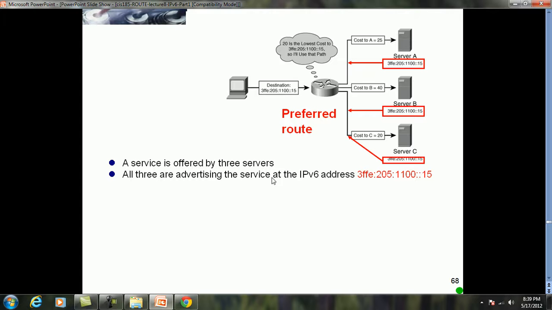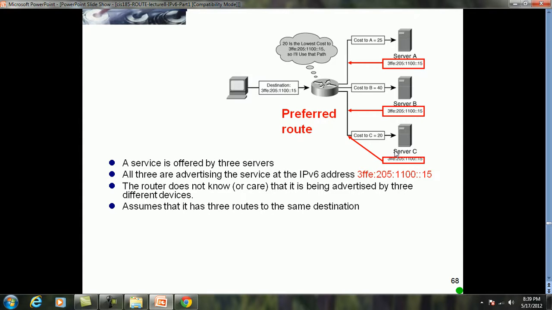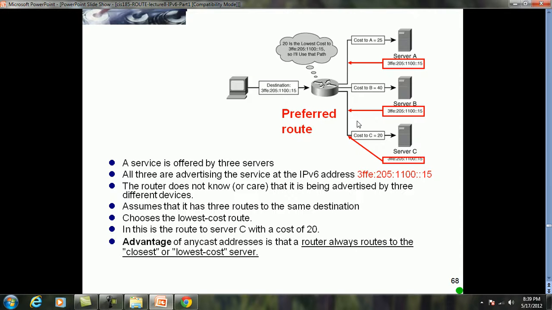So all three are using the same service, correct? They are the same, giving the same service, for example Google. The router does not know that it is being addressed by three different devices, because all three have the same IP address. It assumes that it has actually got three routes to the same destination. Got it? So it chooses the lowest cost route, and in this case it is the route via C, to server C.